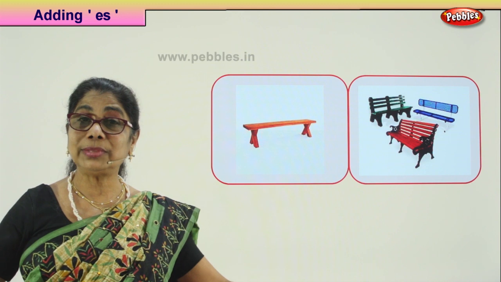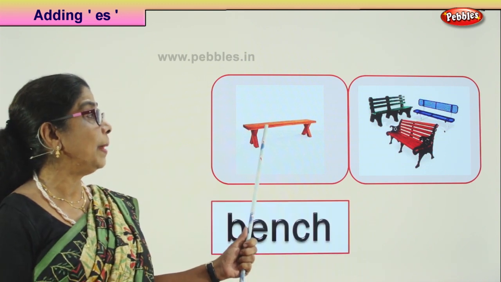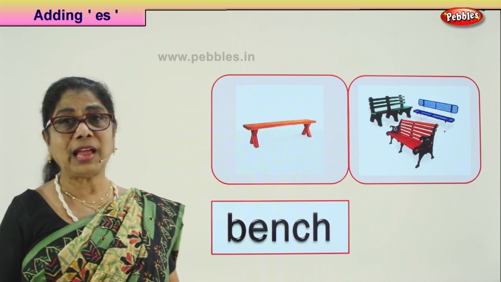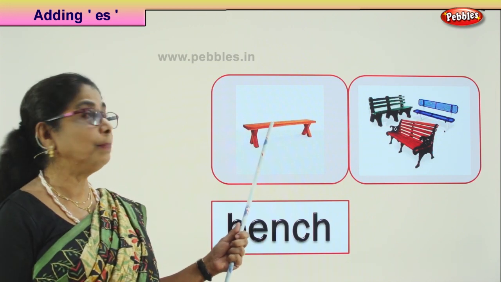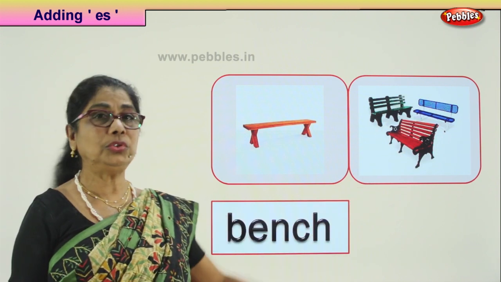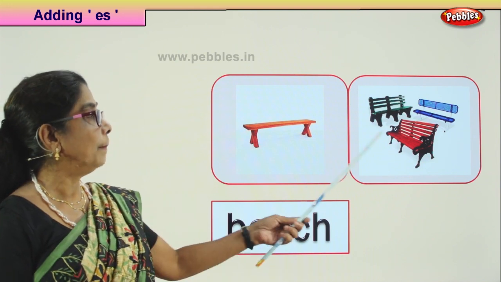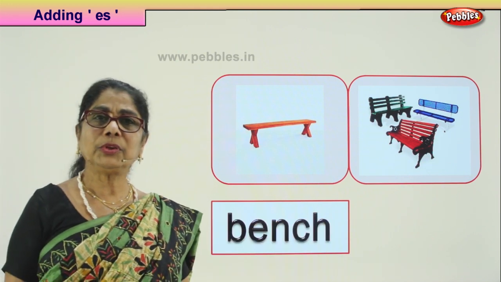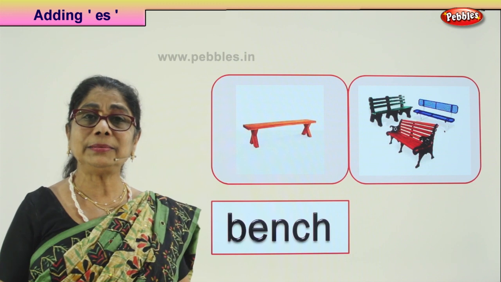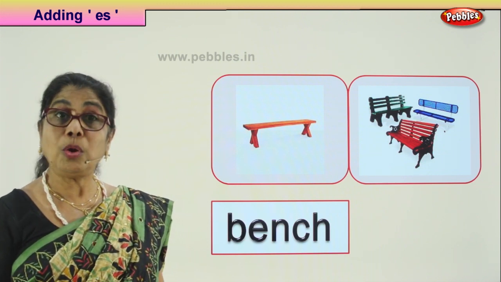Long thing. What is that? Bench. Yeah, you sit on this bench. There are different types of benches. This bench has no back, but there are benches with a back also. Where do you find it? You can put this bench in the garden. You can put it on the veranda in front of your headmaster's room also.